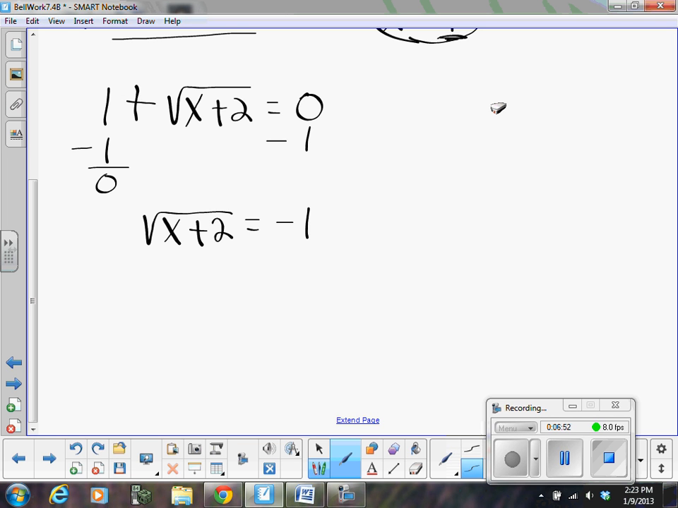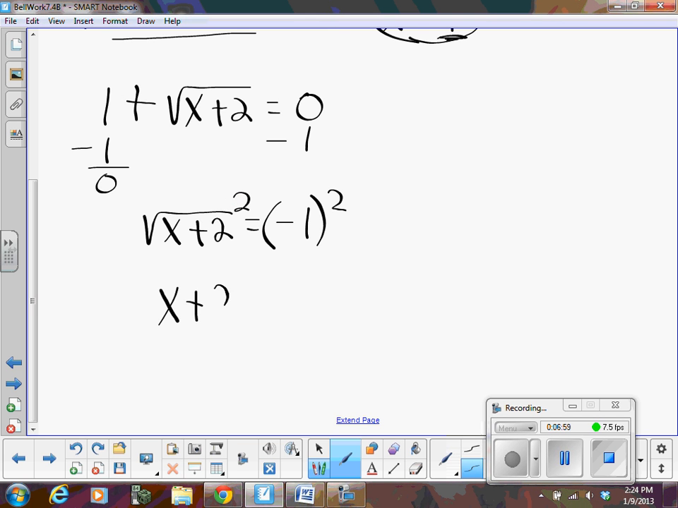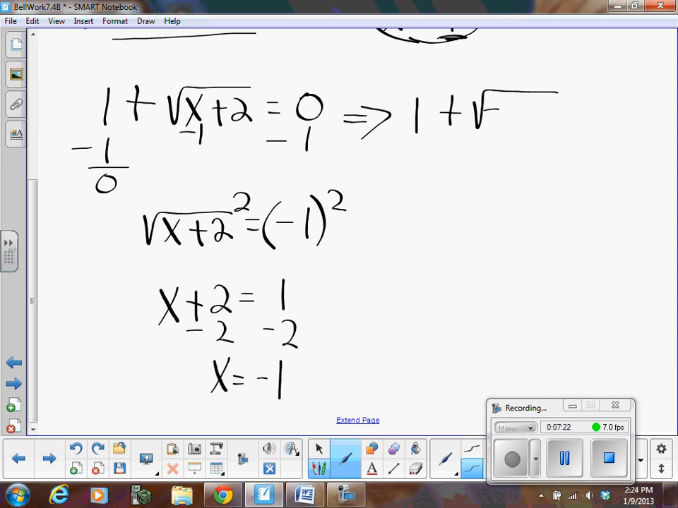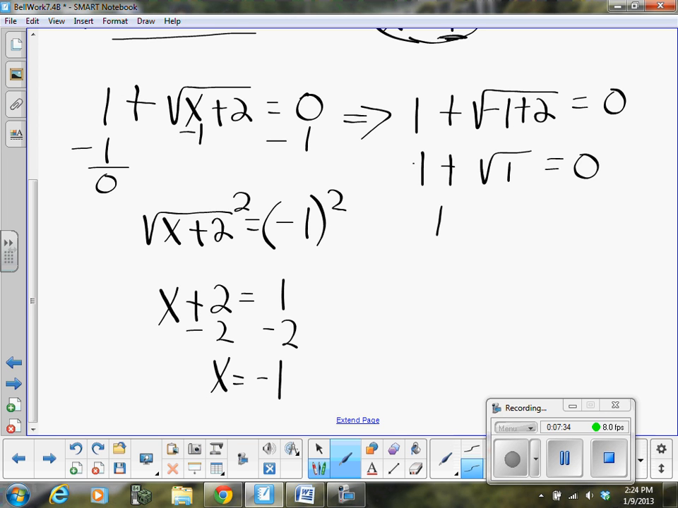And so, if you go ahead and try to solve this, you square both sides, you're going to get x plus 2 equals 1. Then I minus 2 from both sides, and I get x equals negative 1. If you try to plug negative 1 back in, let's go back to the original problem up here. We're going to plug in negative 1. So this would give you 1 plus square root of negative 1 plus 2. Does that equal 0? Notice that you're going to get 1 plus the square root of 1, which is 1 plus 1.